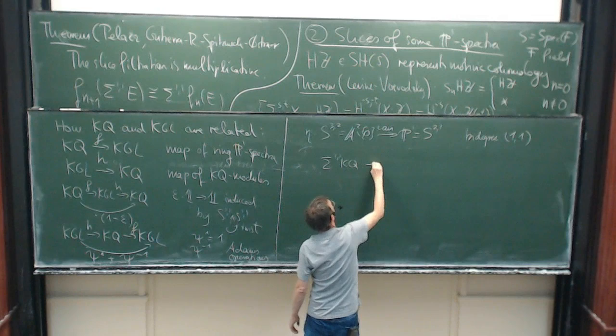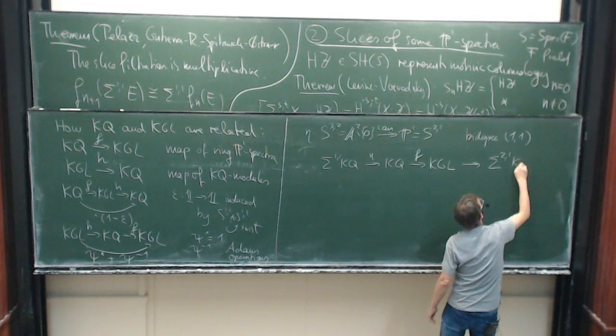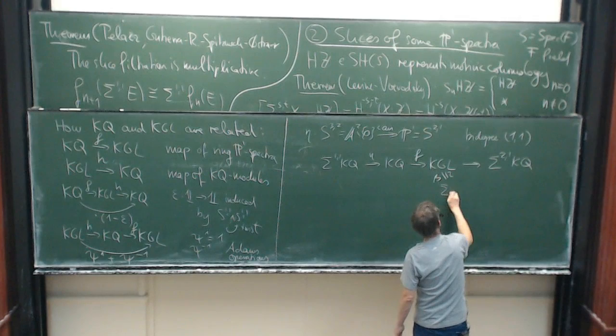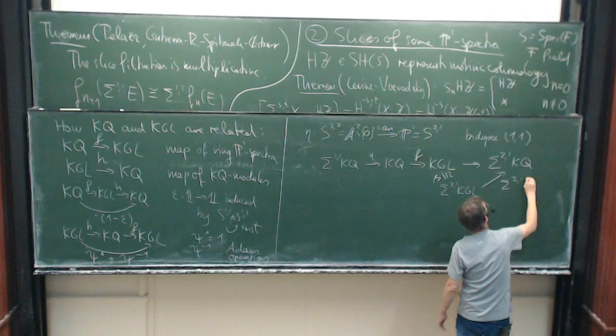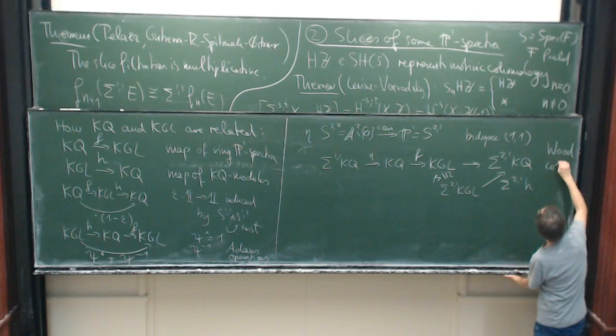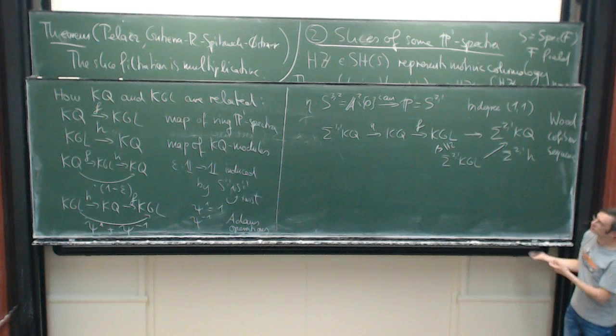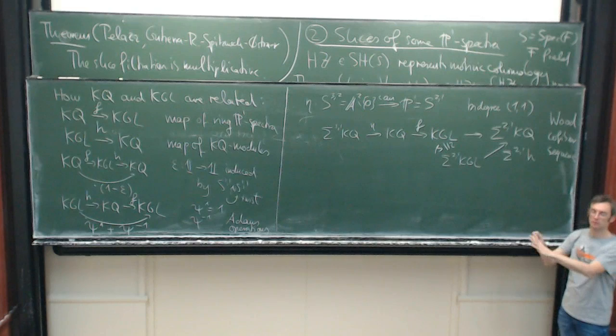Take the cone, it's KGL, such that this here is the forgetful map, and then it extends to sigma 2-1 KQ. And this here actually by Bott periodicity is the same as sigma 2-1 KGL. And this here is sigma 2-1 of the hyperbolic map. So we have this cofiber sequence, which in topology is probably due to Wood. And if I am informed correctly, I missed Marco's talk, unfortunately, this morning, but he explained this sequence on the level of DG categories.